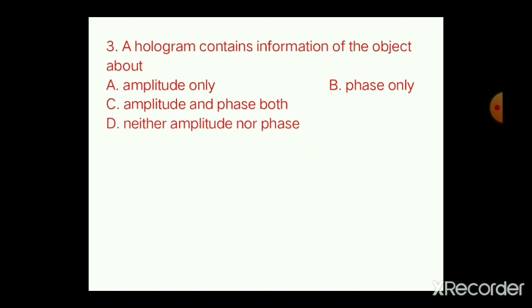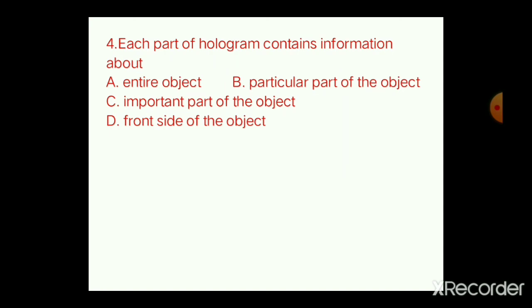Third one, a hologram contains information of the object about option A amplitude only, option B phase only, option C amplitude and phase both, option D neither amplitude nor phase. Answer is option C amplitude and phase both. Each part of hologram contains information about option A entire object, option B particular part of the object, option C important part of the object, option D front side of the object. Answer is option A entire object.